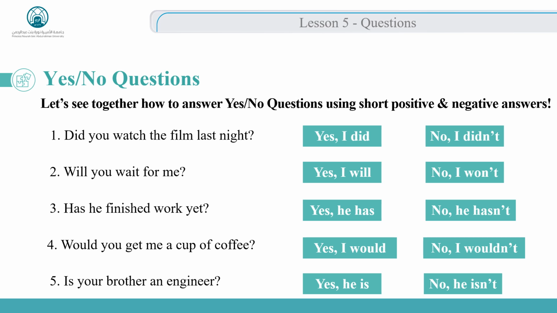Example 5. Is your brother an engineer? Yes, he is. No, he isn't. A long answer like, yes, my brother is an engineer. No, my brother is not an engineer.